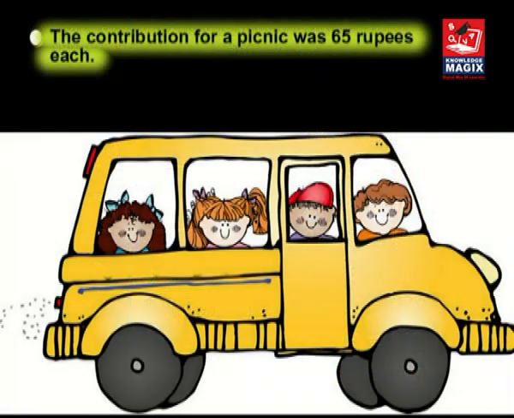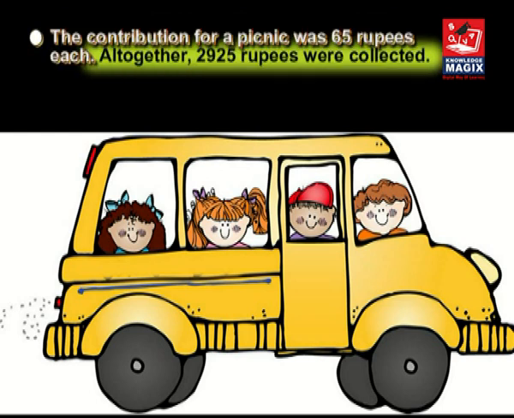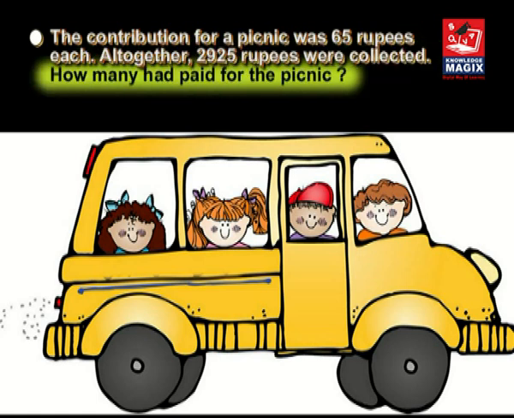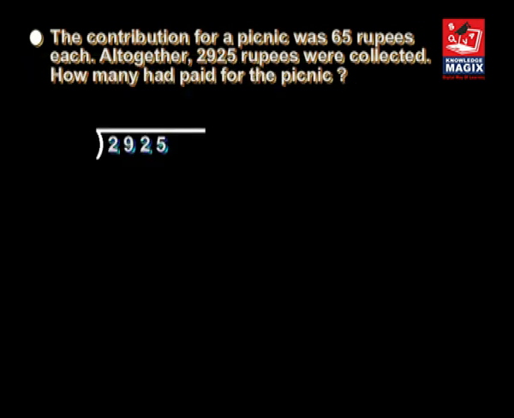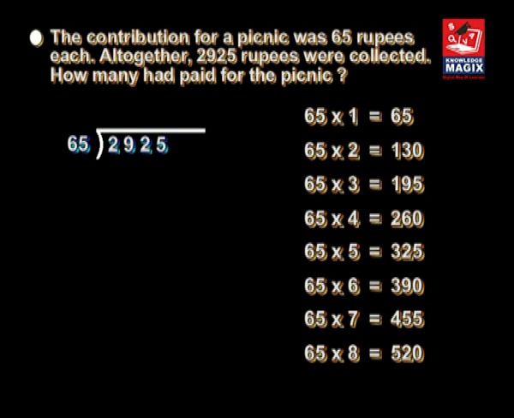Next, the contribution for a picnic was 65 rupees each. Altogether 2,925 rupees were collected. How many had paid for the picnic? Here we have to make the division. So 2,925 divided by 65. Here also we can prepare the table of 65. But when the divisor is a big number, we can solve the example by first guessing what the quotient will be. Let us see how to do this.